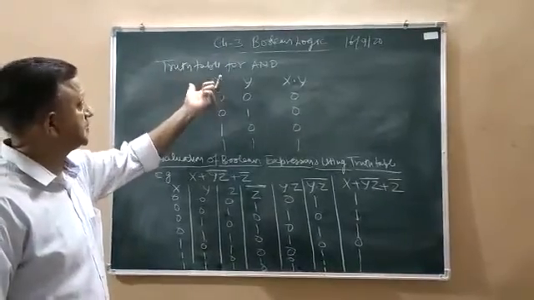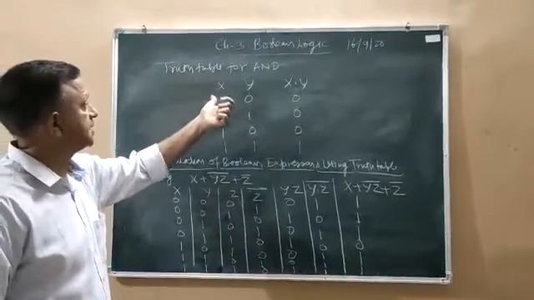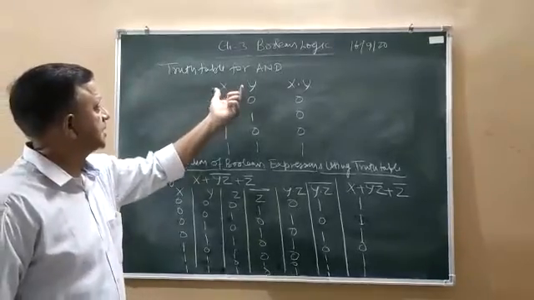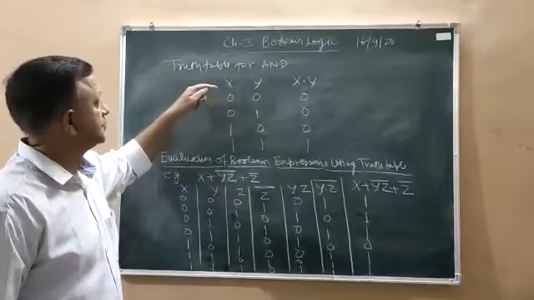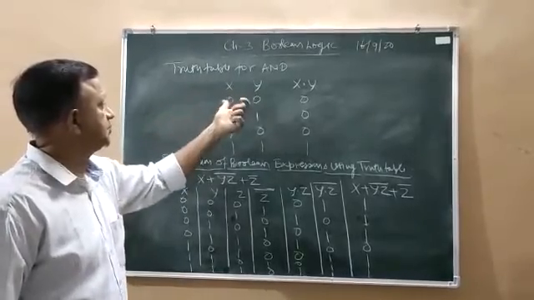Now we are making a truth table for the AND operator. So the possible combinations for two variables would be 4. First, x and y are the two inputs.